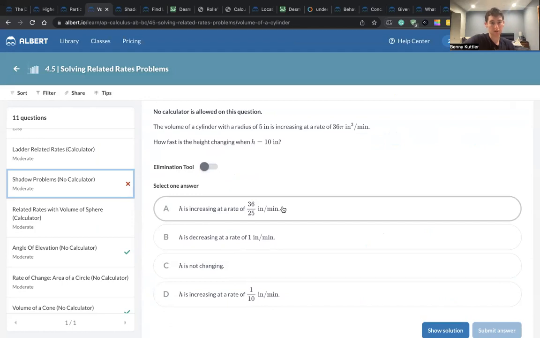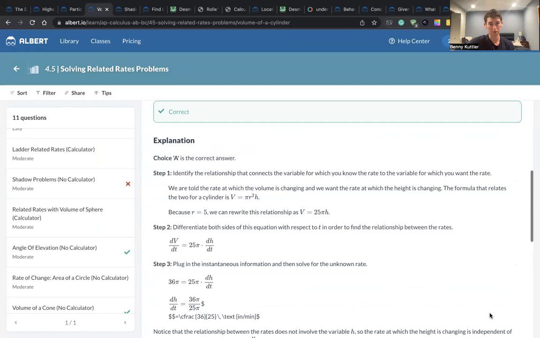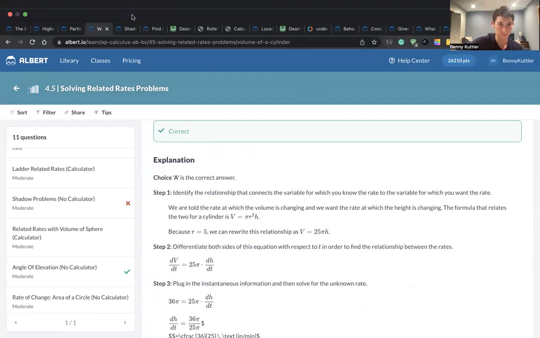And sure enough, it does. Since we're adding water, the rate of change is positive. So we have 36 over 25, which was our answer. There we go.